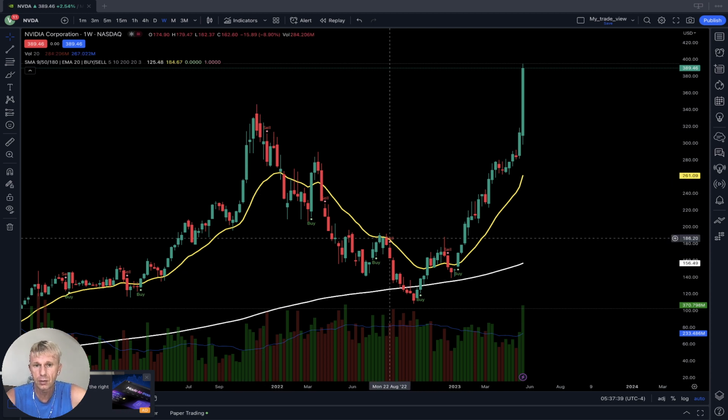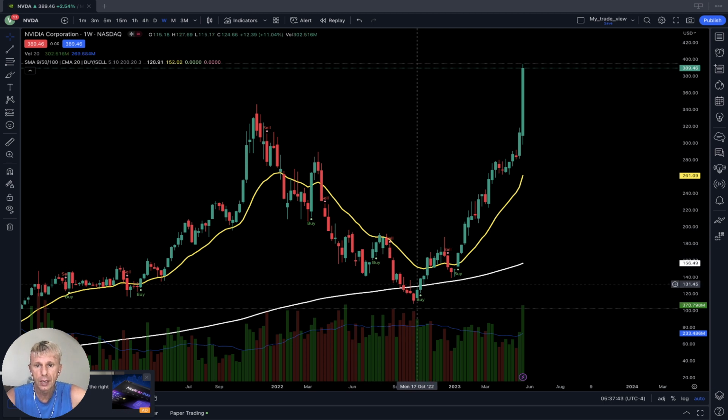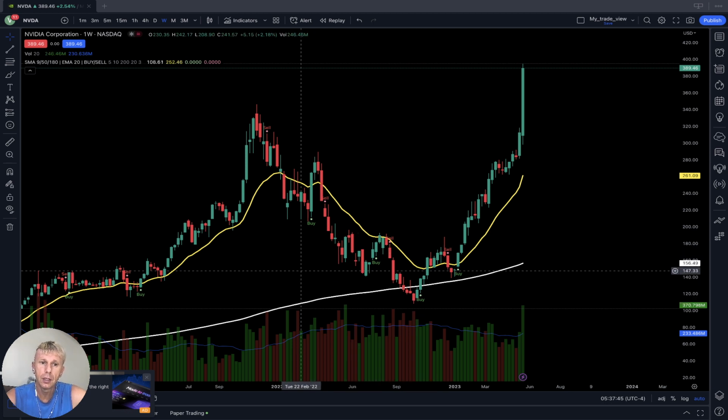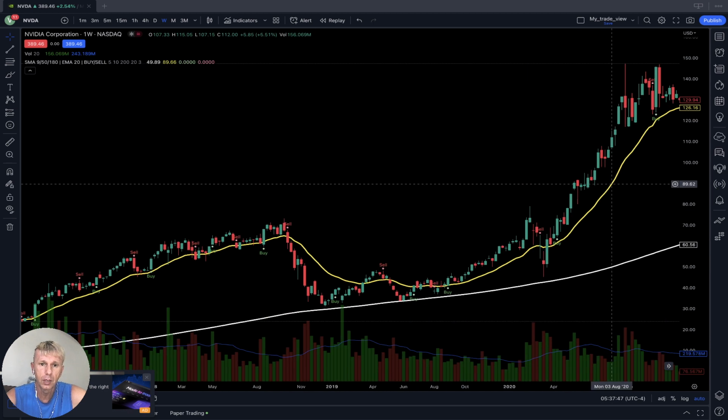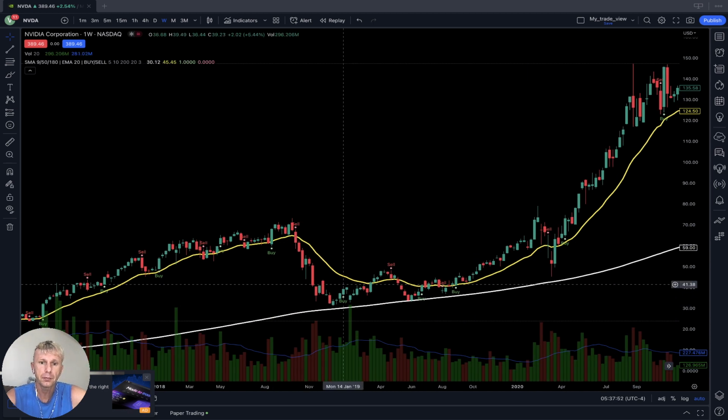Same in the reversal signal. Look at it. Bars were far from 20, and they came back to 20. Each time, let's go back to see what's going on. Same here. Bars were far from 20, and they came back to 20.